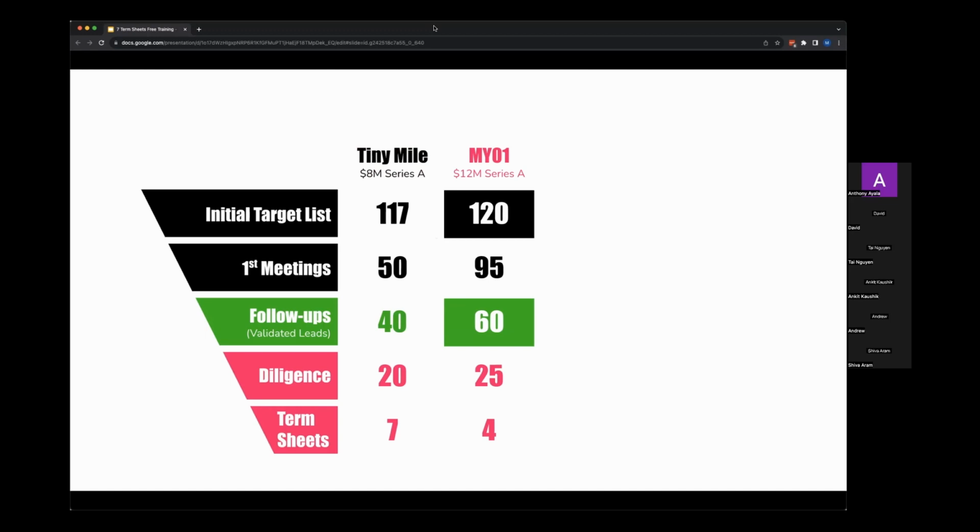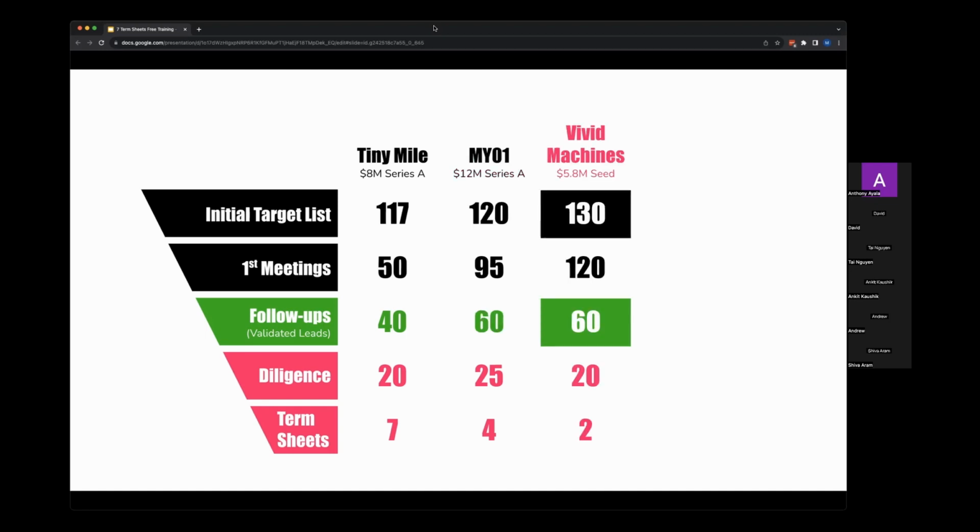This is the first of our raises that happened this year. And you'll see that the target list was roughly the same, but we had to move to more of the first meetings, and we had to engage with more of the follow-ups to keep moving to diligence and get more term sheets at the bottom. So it took a little bit more effort, but it's similar funnel numbers that start at the top and our conversion rates as we go down the funnel.